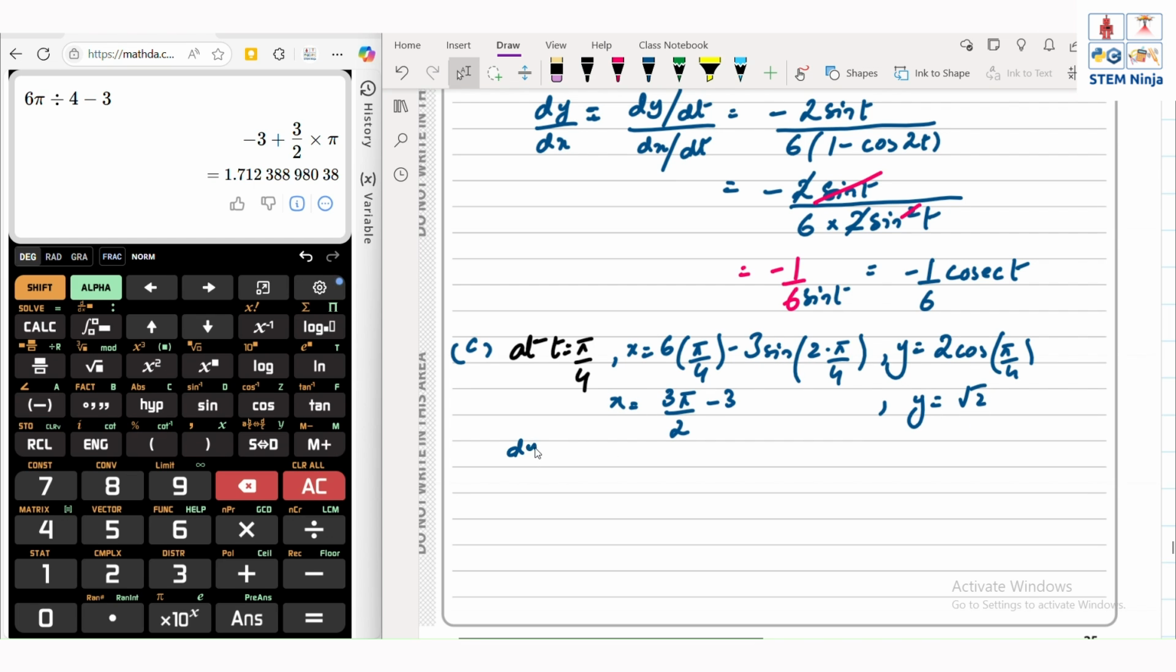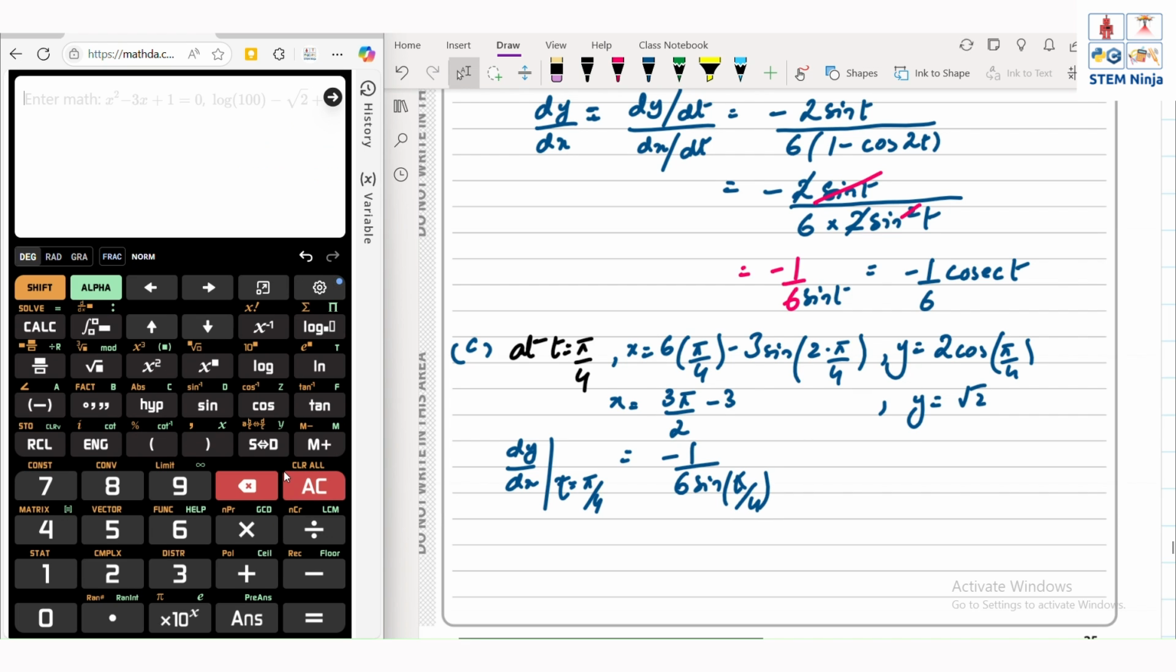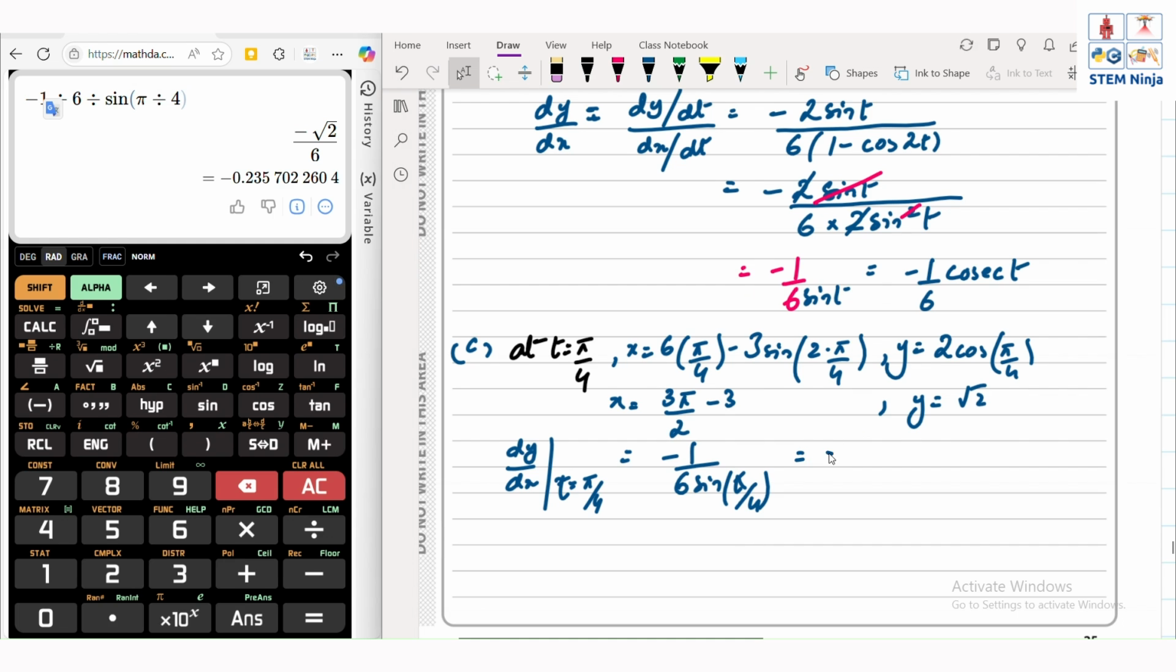Now we need the dy by dx at t equal to pi by 4. So you have minus 1 over 6 sine pi by 4. Sine pi by 4 is also root 2 over 2. So minus 1 divided by 6 divided by sine pi by 4, so minus root 2 over 6.